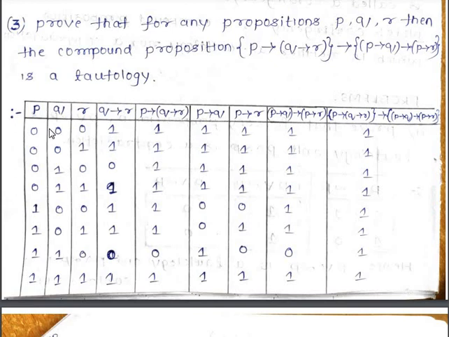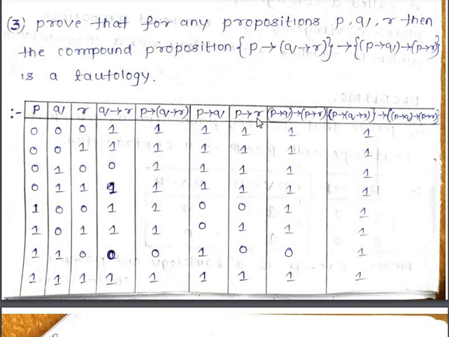So here P and Q we have to consider. 0 0 gives 1, 0 0 gives 1, 0 1 gives 1, 0 1 gives 1, 1 0 gives 0, 1 0 gives 0, 1 0 gives 0, 1 1 gives 1, 1 1 gives 1.